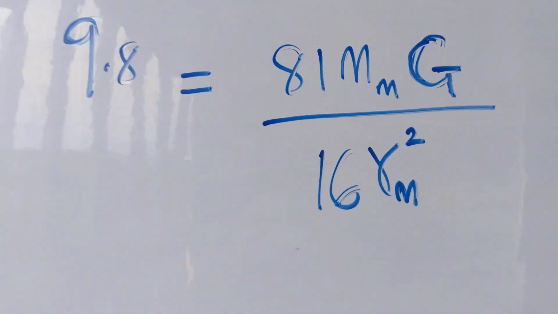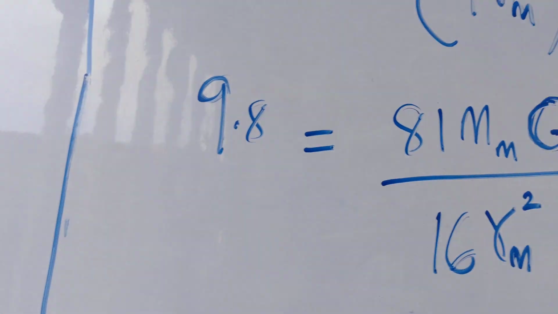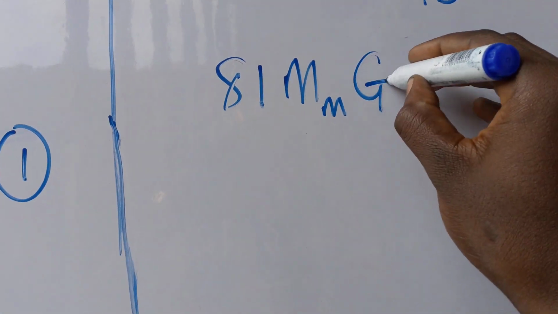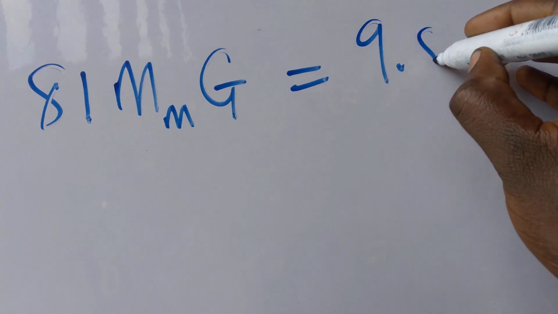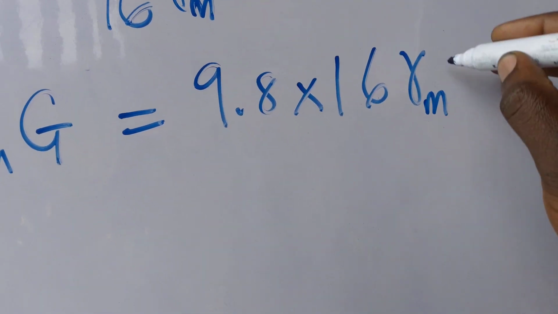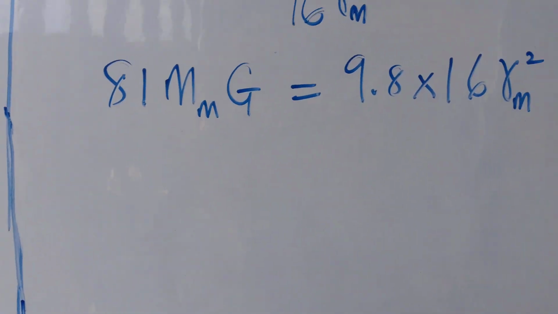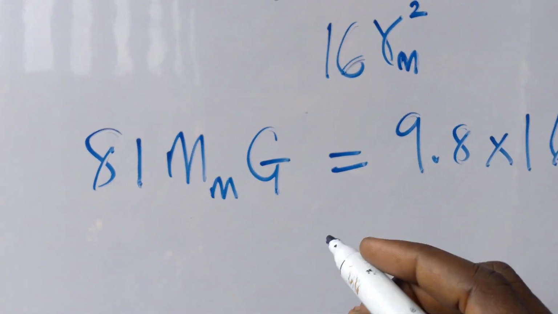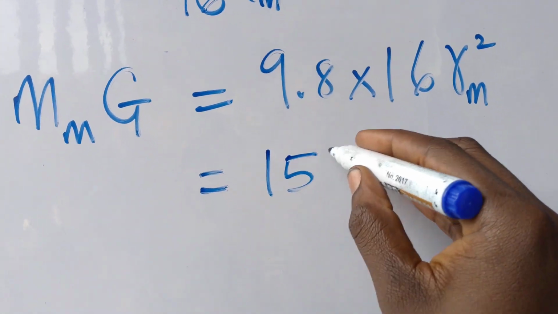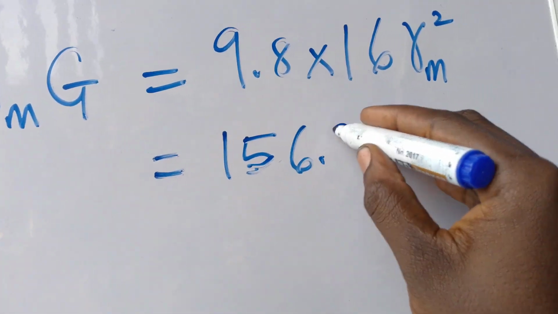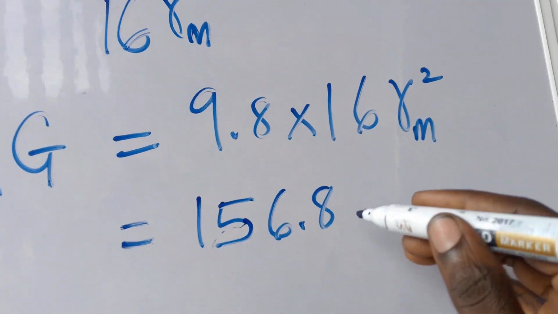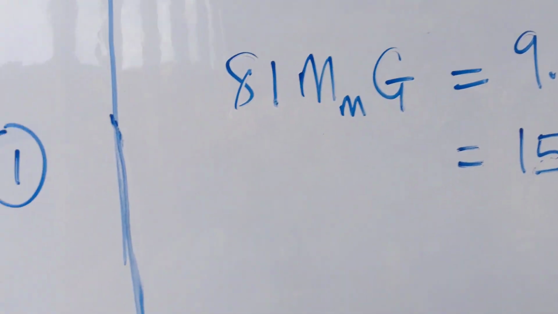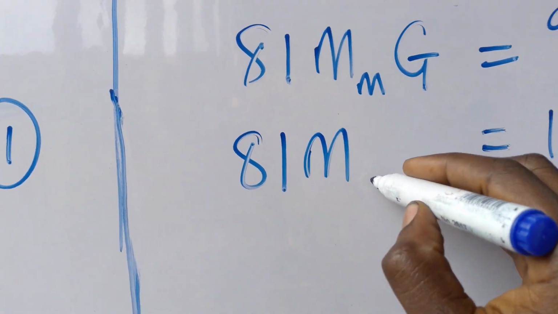Okay, so if I cross multiply, I'll have 81 mmg equals 9.8 times 16 rm square. So 9.8 times 16 gives 156.8 rm square, which is equal to 81 mmg.